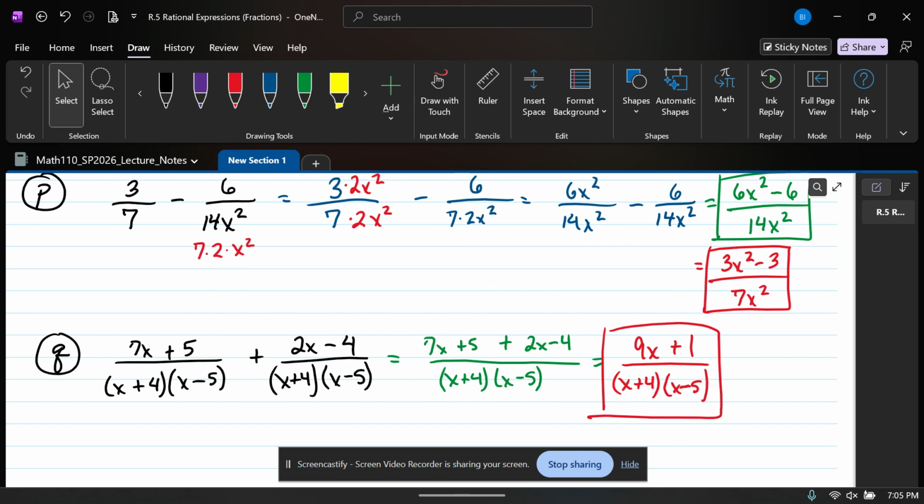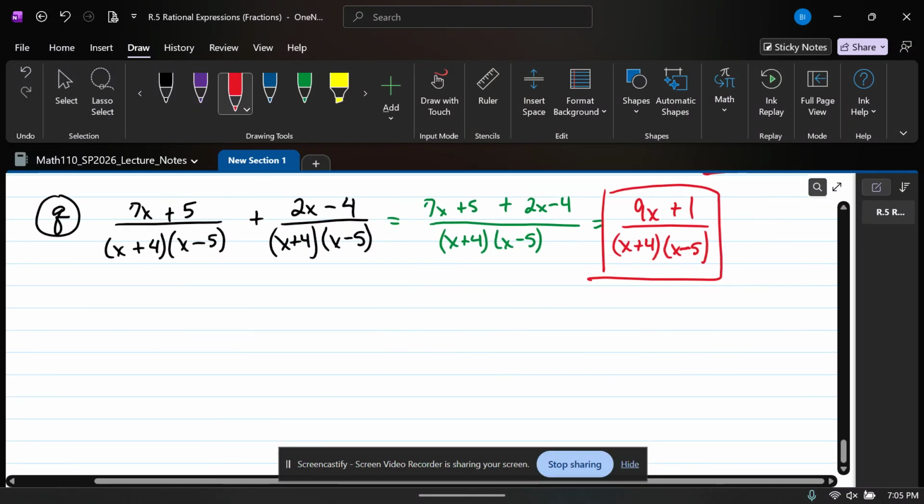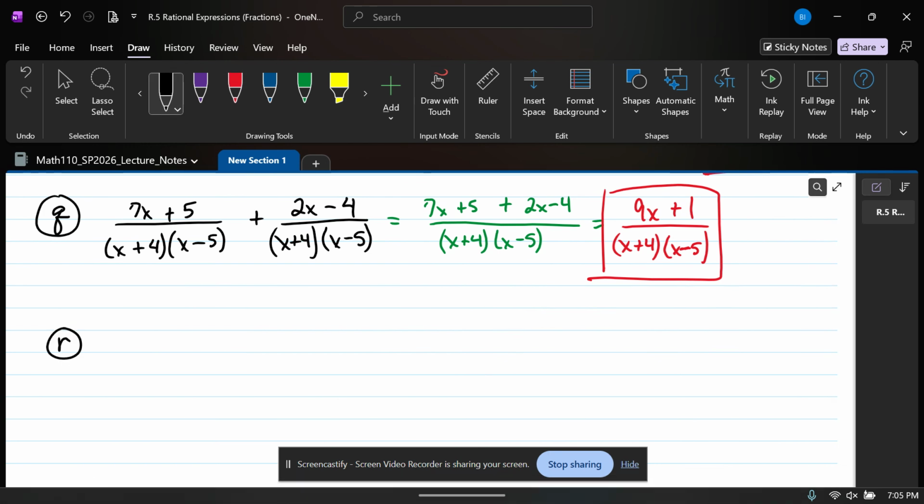Guess what the next one? It ain't. So let's get one that doesn't have the same denominator. Let's say we had 5 over x plus 4, plus again, and let's say we had 3x minus 7 over x squared minus 16. So we're going to add a little bit of factoring involved in this one.